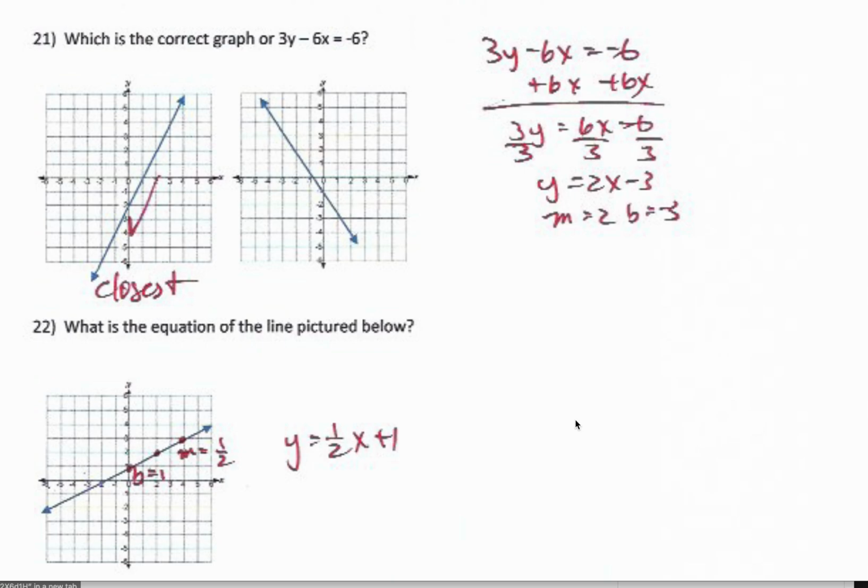In this video, we begin by discussing some graphing questions. Number 21 says, which is the correct graph for, it says or, but it should be for, 3y minus 6x equals negative 6. So we solve for y to get it into y equals mx plus b form, adding 6x to both sides, then dividing by 3, and I get y equals 2x minus 3. That means the slope is 2 and the y-intercept is negative 3.